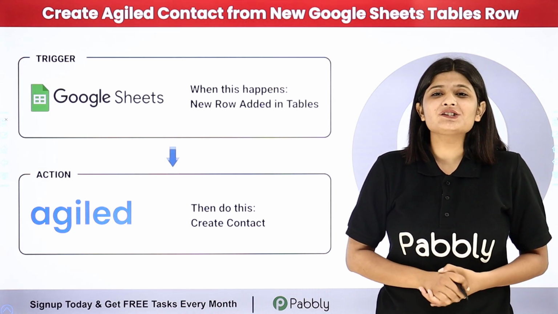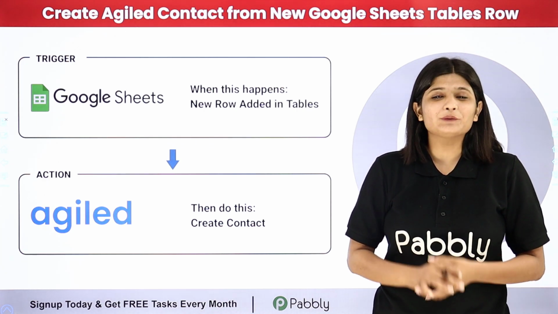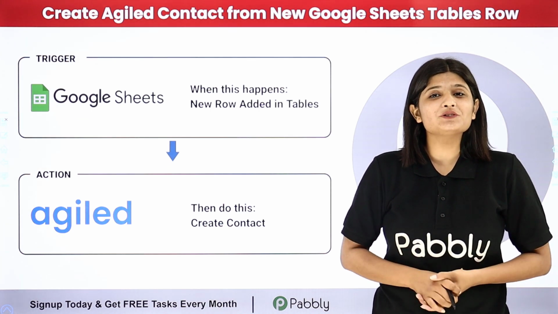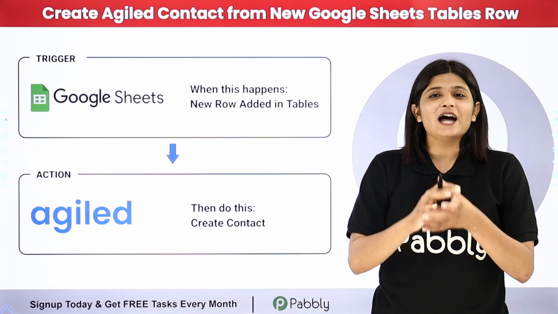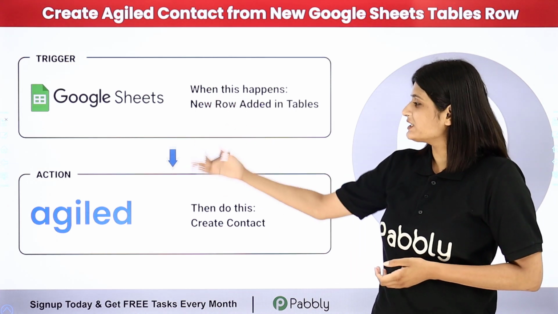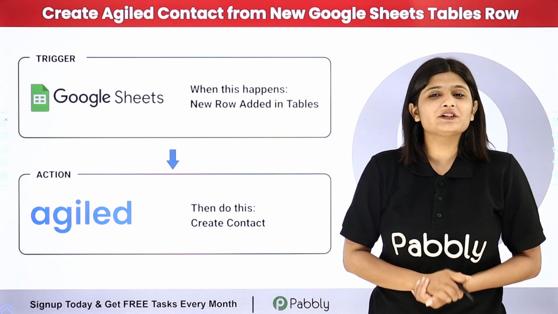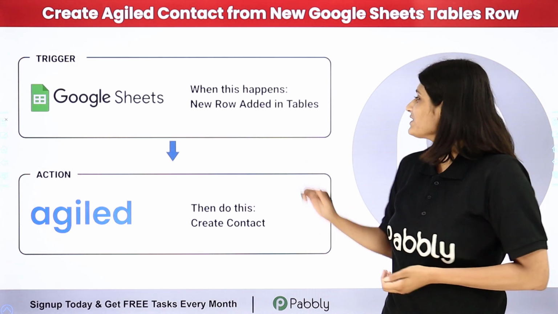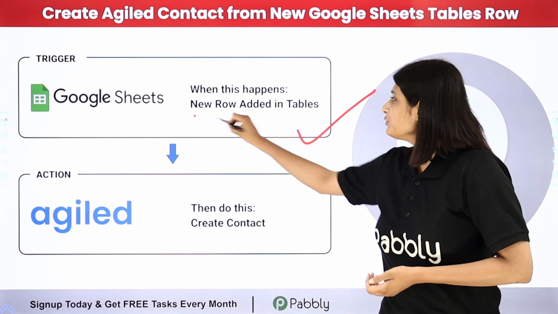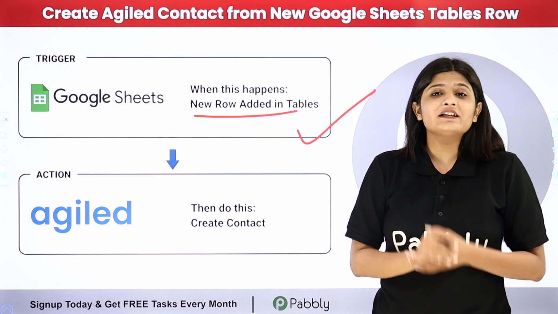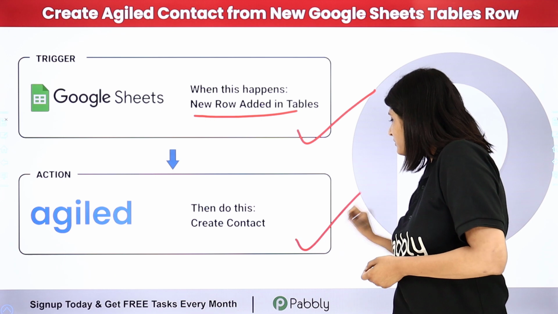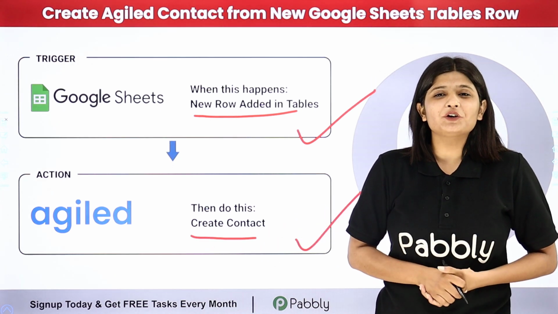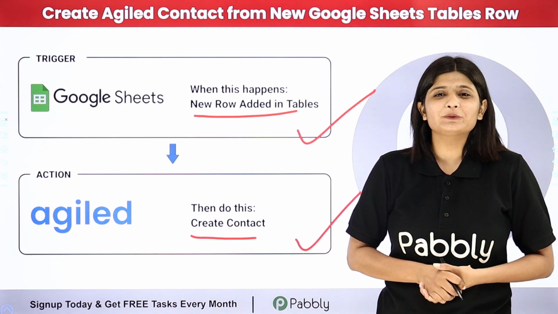I can do this automation with the help of Pabbly Connect. Pabbly Connect is an amazing automation and integration software which requires no coding or programming skill. I just need to build a connection between Google Sheets and Agile. Pabbly Connect runs on two principles, which are triggers and actions. Here as my trigger application, I will take Google Sheets where the new row will be added in tables, and in my action application I will take Agile where the contact will be created automatically. If you want to learn this amazing automation step by step, let me take you all to my screen.